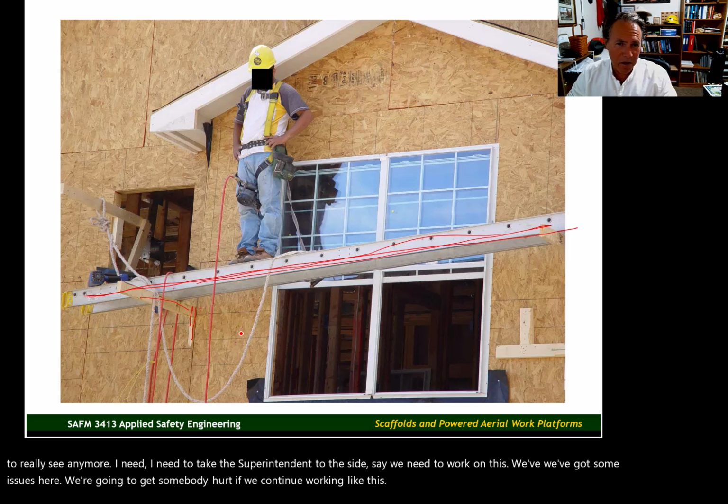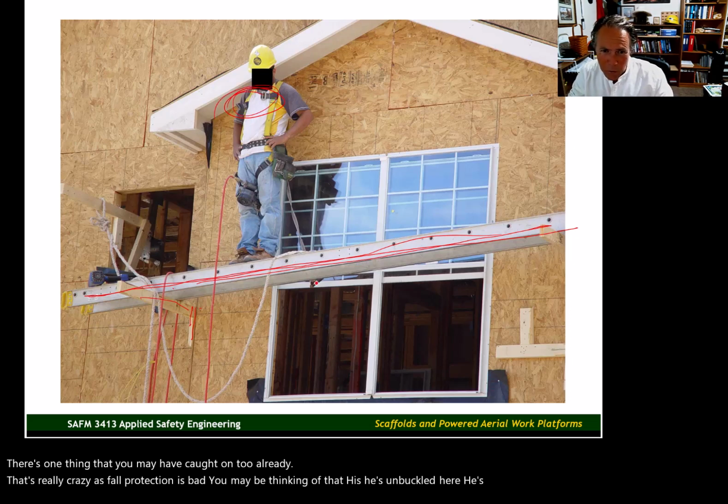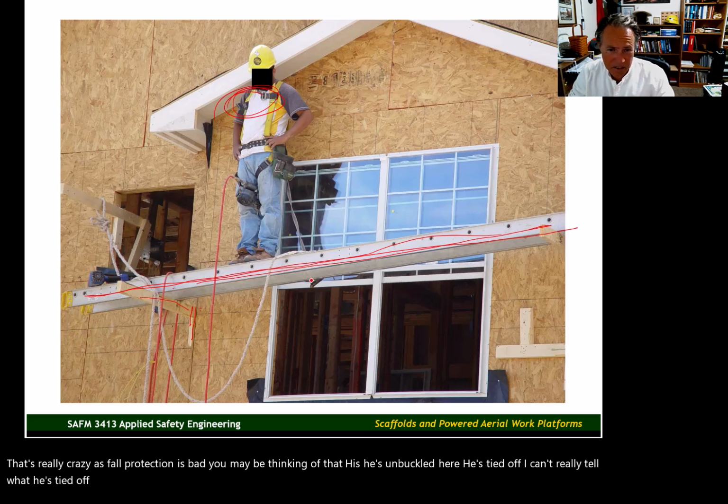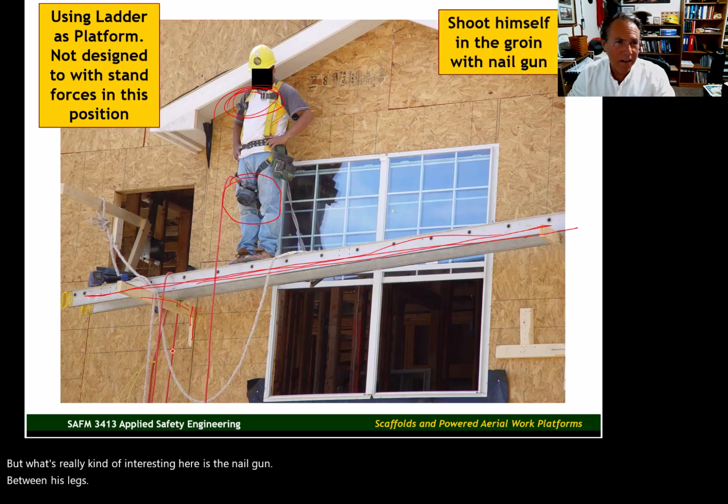There's one thing that you may have caught on to already. That's really crazy. Well, his fall protection's bad. You may be thinking of that. He's unbuckled here. He's tied off. I can't really tell what he's tied off to, but he's tied off at his feet. But what's really kind of interesting here is the nail gun between his legs. Yeah, he might end up shooting himself in the family jewels if he were to slip or trip or fall, based upon where that nail gun is positioned.